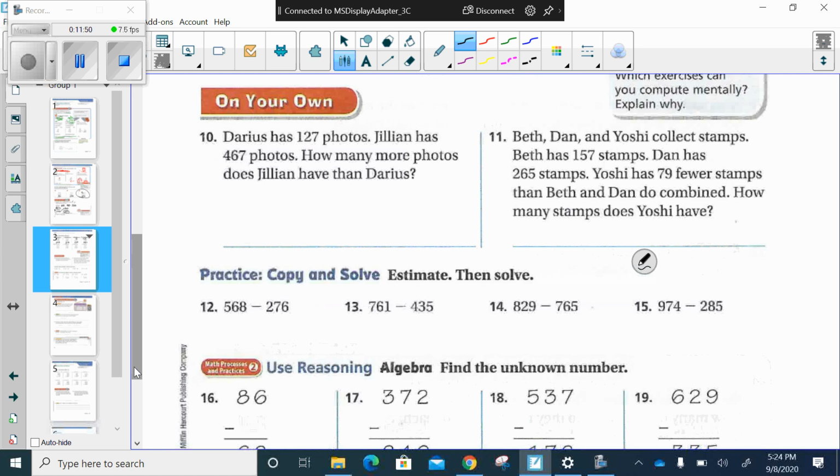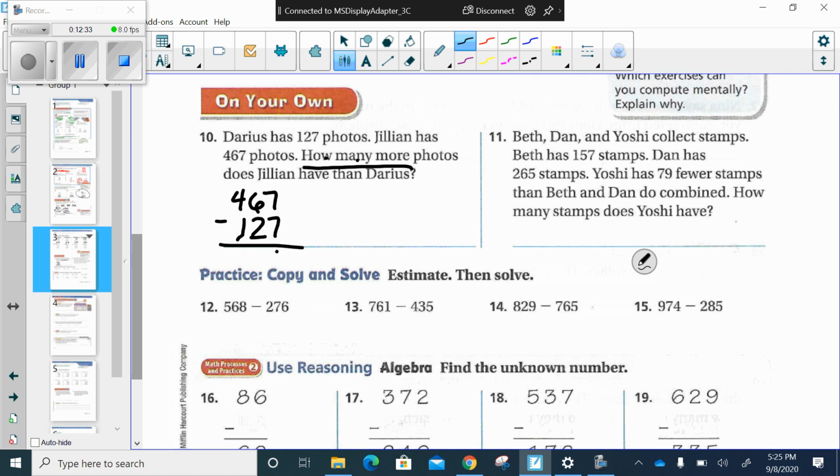Darius has 127 photos. Jillian has 467 photos. How many more photos does Jillian have than Darius? Okay, let's look at that. That means we're going to subtract when you see those 3 words together. How many more? You're going to subtract. Now, why can't I do 127 minus 467? You're right. You have to put the bigger number on top because you have to have the bigger number to take away from. So 467 minus 127.